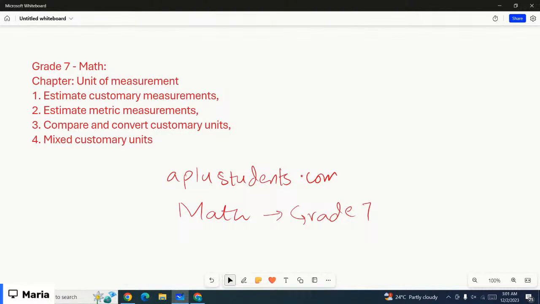We're going to start with the chapter unit of measurement, and the lessons we're going to cover today are estimate customary measurements, estimate metric measurements, compare and convert customary units, and mixed customary units. So please make sure you have your notebook and pencil so that you can note down the important examples and definitions as well. So let's start with the lesson unit of measurement.